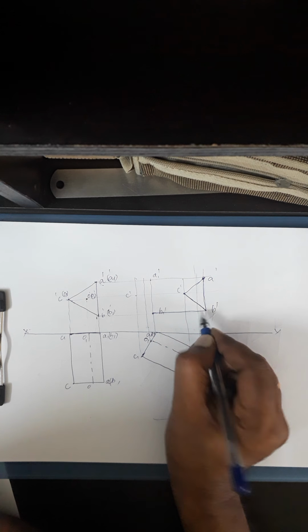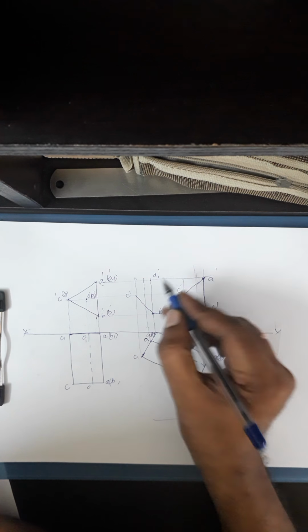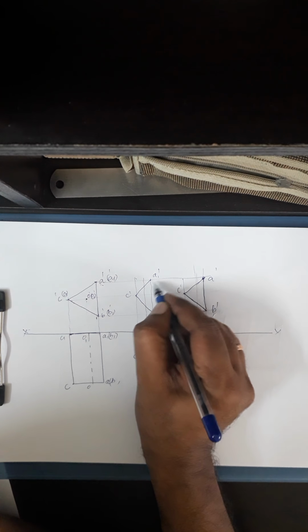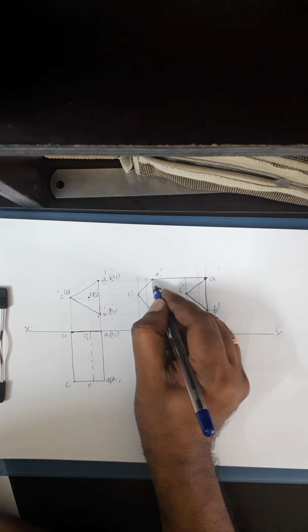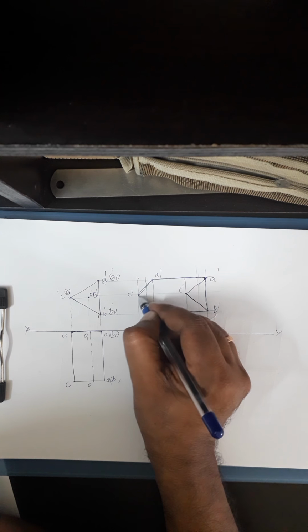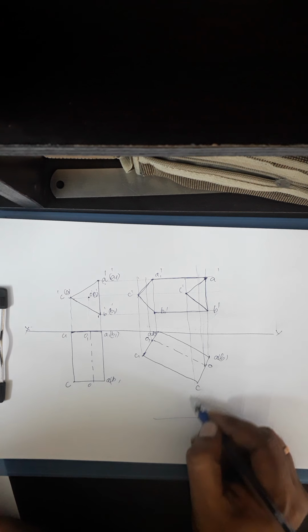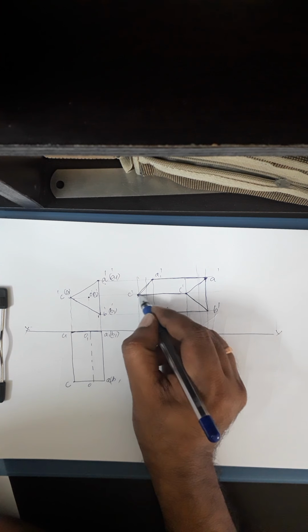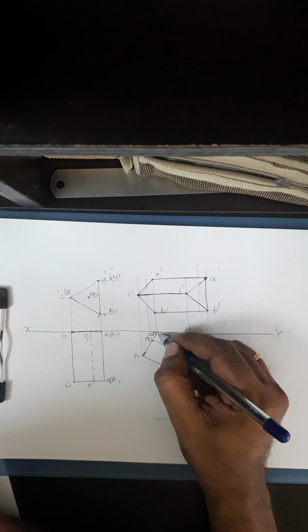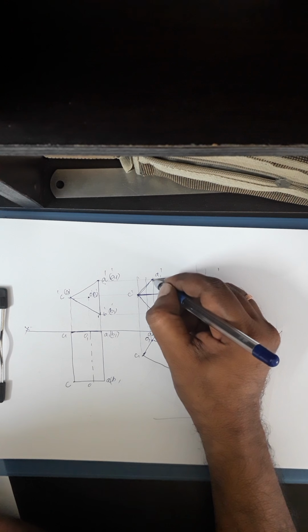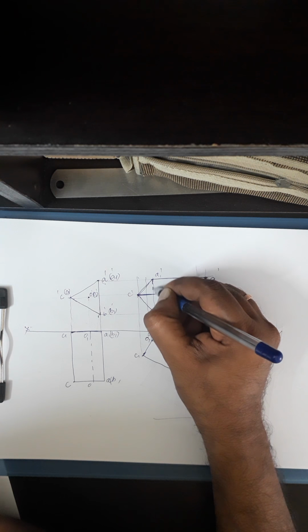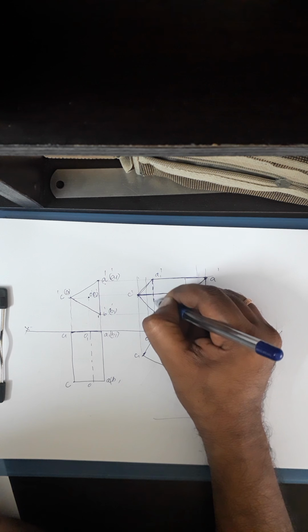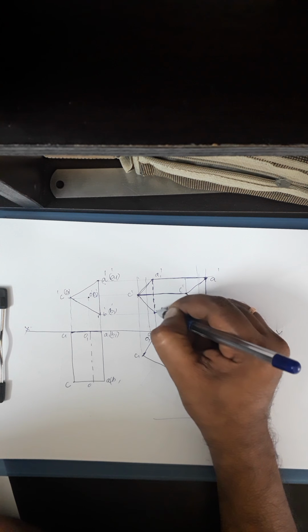This is the outermost edges. I'll complete all the outermost edges with a thick continuous line because all outermost edges are visible, right? Then I can see the CC1. So it's a completely visible edge. Then the only invisible edge is this A1, B1. I know how to draw the invisible edge, by a dotted line, right?